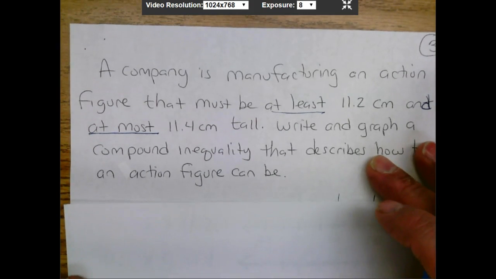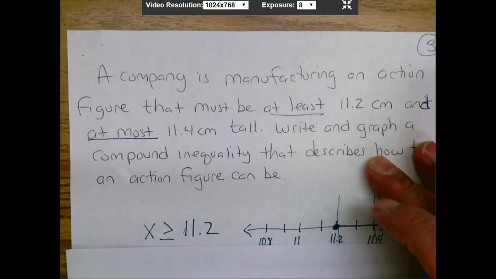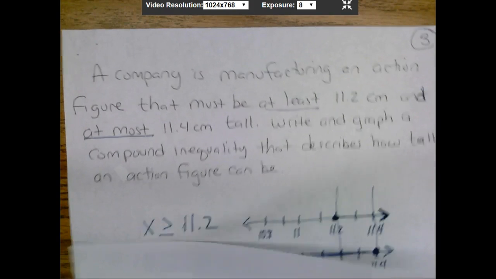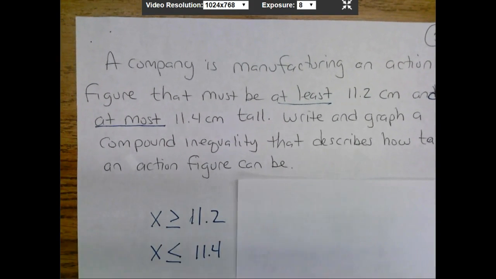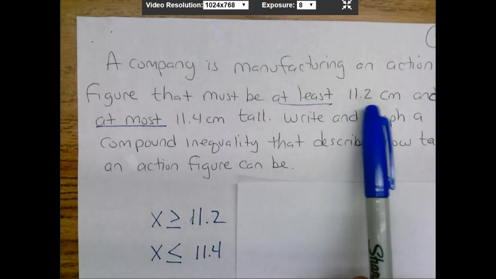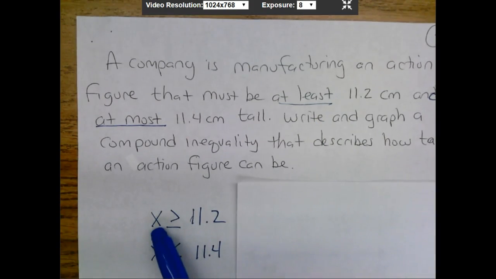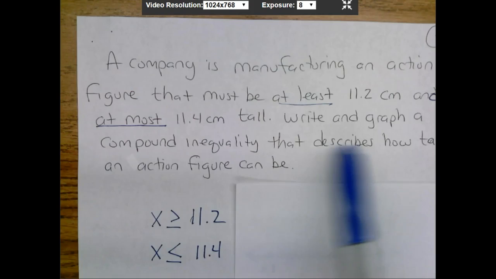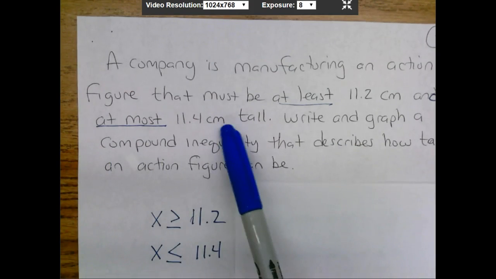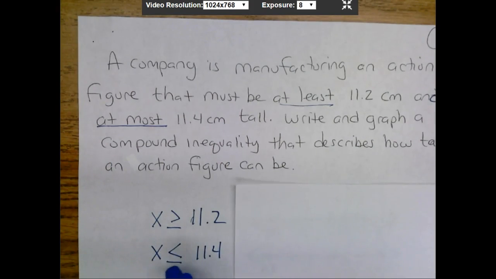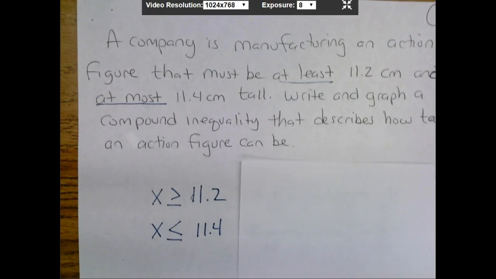So first of all, we have to figure out, well, what do we need? Okay. And then the things we really have to decide is the least it can be is 11.2. So looking at x, the height, we have to say x is greater than or equal to 11.2. At the same time, it at most can be 11.4. So x is less than or equal to 11.4. So that's our two inequalities that we will then graph.